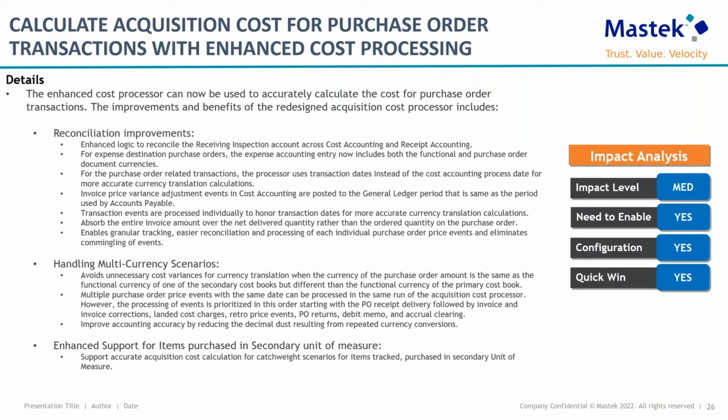However, the processing of events is prioritized in this order, starting with PO receipt delivery, followed by invoice, then invoice corrections, landed cost charges, retro price events, PO returns, debit memo, and accrual clearing. Last, improve accounting accuracy by reducing the decimal dust resulting from repeated currency conversions. And for the last type, that's enhanced support for item purchase in the secondary unit of measure. Support the accurate acquisition cost calculation for catch weight scenarios for items tracked and purchased in the secondary unit of measure.